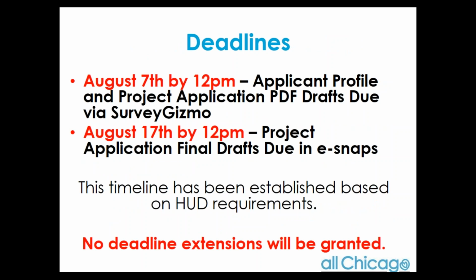Okay. So before we dive into the details, we're just going to go ahead and talk about the deadline. So by August 7th, so next Monday by noon, we do expect all applicant profiles and project applications due in a PDF form via Survey Gizmo to All Chicago. This will give us an opportunity to review all of those and provide feedback to each individual project. Once we send out the feedback, you'll have a chance to implement any of those changes in eSNAP and submit your final project application by August 17th by noon.